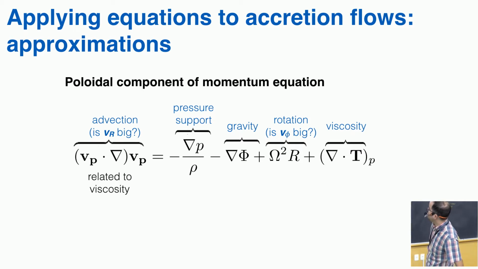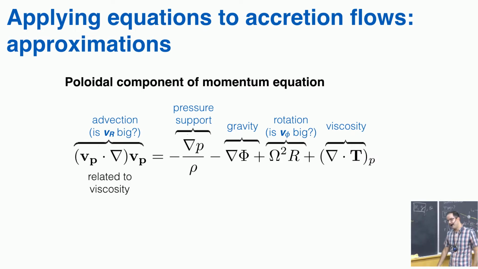So you can write the poloidal component of your momentum equation, and you will have several different terms addressing the different physics that is responsible for ensuring that momentum is conserved. You have an advection term. Let me show you what advection is. Advection is the transport of a quantity in the fluid by motion of the fluid.